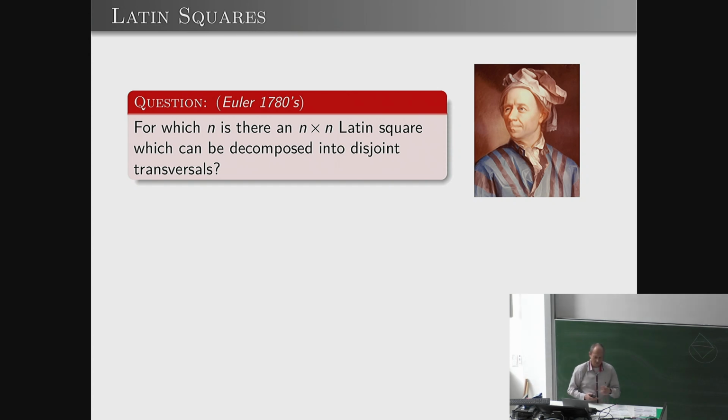Actually, it's a very cool story behind this problem. At that time, Euler was living in Russia, working for the Russian Academy of Science. The ruler back then was a queen, not a king, Catherine the Great. There was a puzzle circulated at the court of Catherine the Great about officers from 6 different regiments with 6 different ranks, which you need to arrange a certain way. The solution to this problem was exactly this: do you have a 6 by 6 Latin square which can be decomposed into 6 transversals? That's how Euler got interested in this problem.